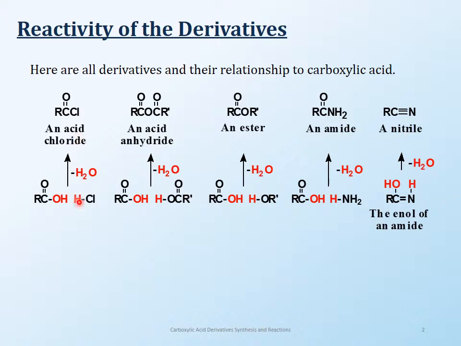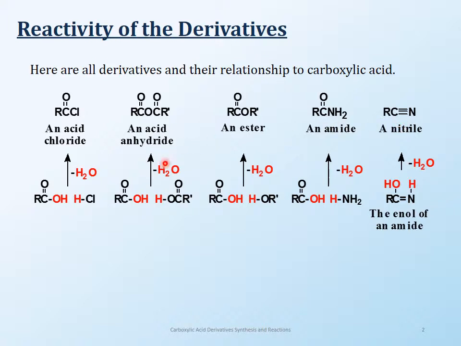For example, for the acid and the acid chloride derivative, if you take the acid and treat it with HCl or SOCl2, for example thionyl chloride, and remove water, you will get the acid chloride. If you take two acid molecules and remove water, you get an acid anhydride. If you take an acid and an alcohol, remove water, you get an ester. If you take an acid and an amine, remove water, you get an amide. If you take the amide, which is over here, and you dehydrate that, again you remove water, you get a nitrile.